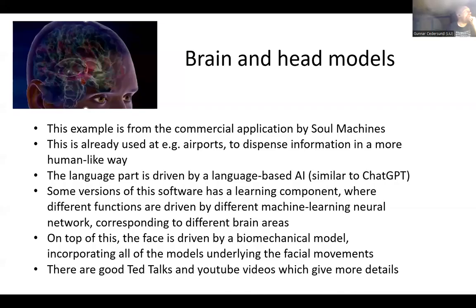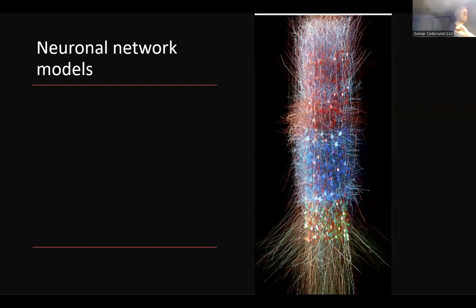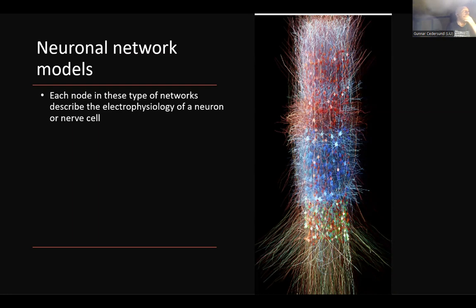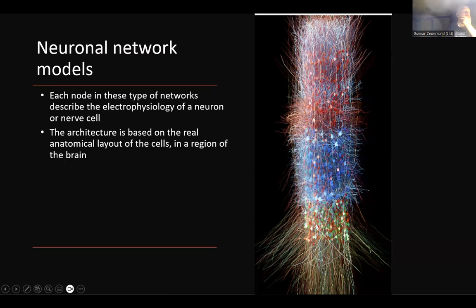So in these models, they have machine learning type of models for the different brain areas that correspond to different functions, but they are not neuronal network models. So I want to mention those specifically. So here, each node in these type of models describes the electrophysiology of a neuron, of a nerve cell. And this is done using these Hodgkin-Huxley type of equations that we've gone through in the previous video.